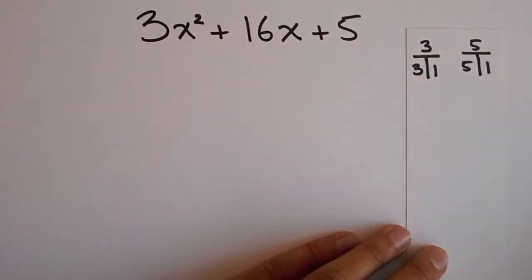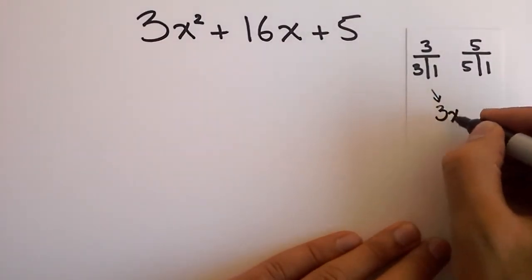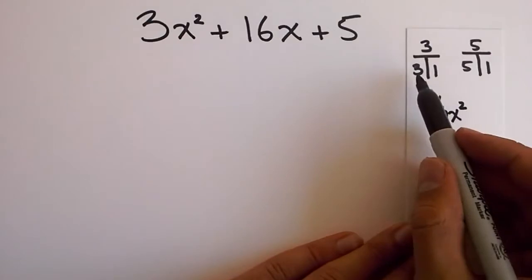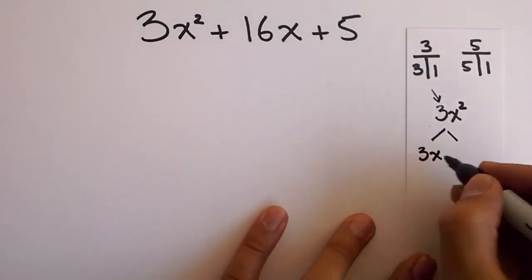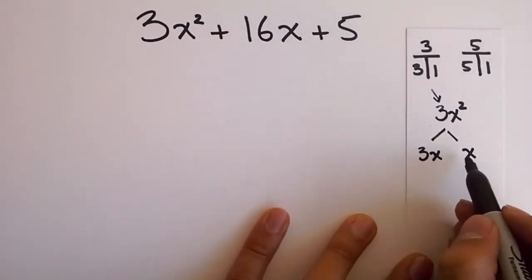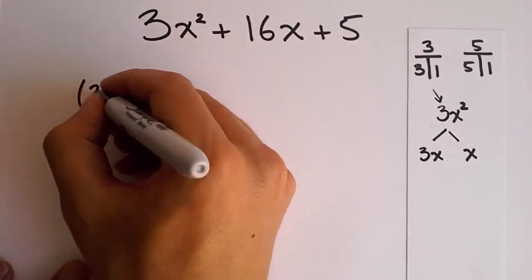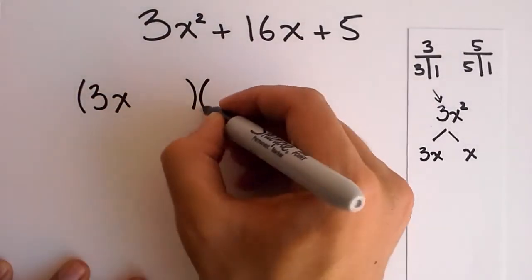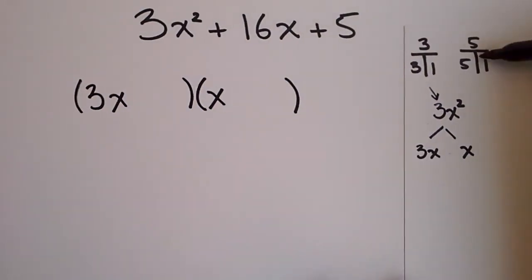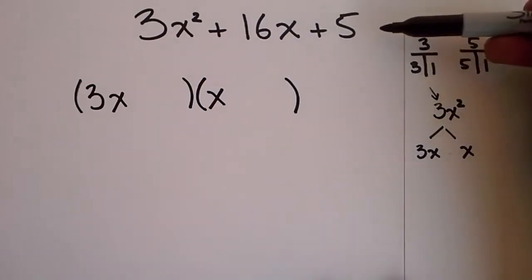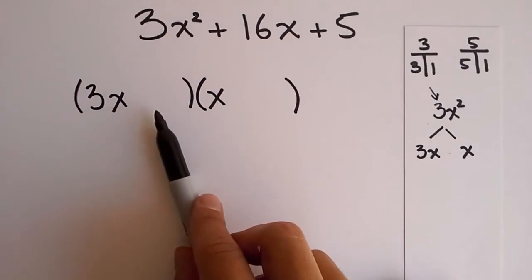What does this mean? In the case of 3, we have a term that is 3x squared. As the only factors are 3 and 1, this can only be split into 3x and x, and these are going to be the first terms of our two parentheses. So here we go, 3x and x, just as usual. On the other hand, you have 5 and 1, and you know that the factors of the constant term are always the numbers that go in the blank spaces that you have left.